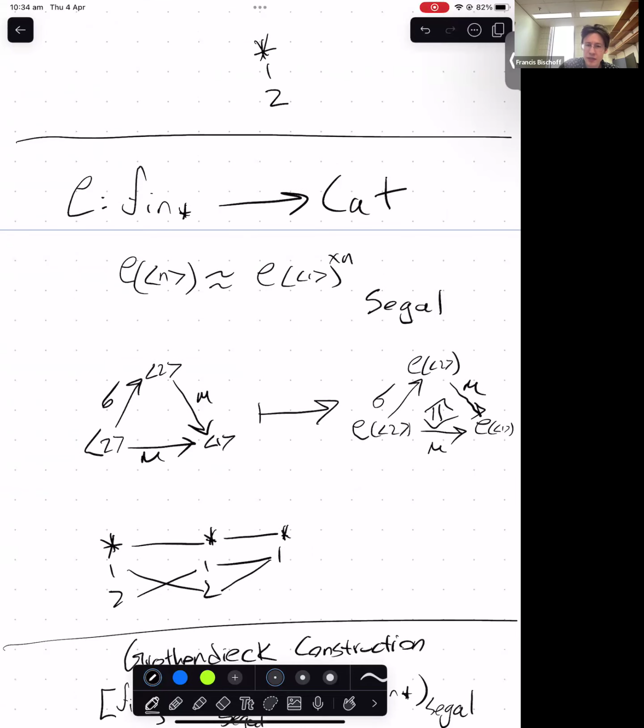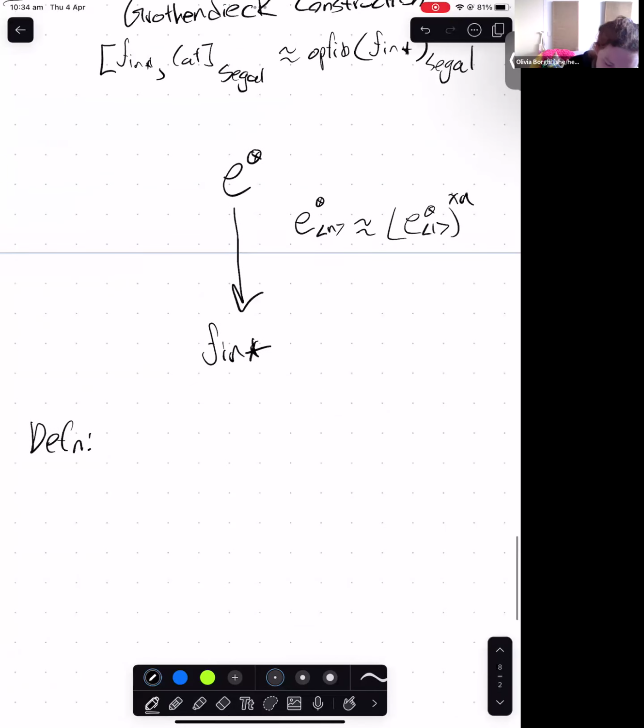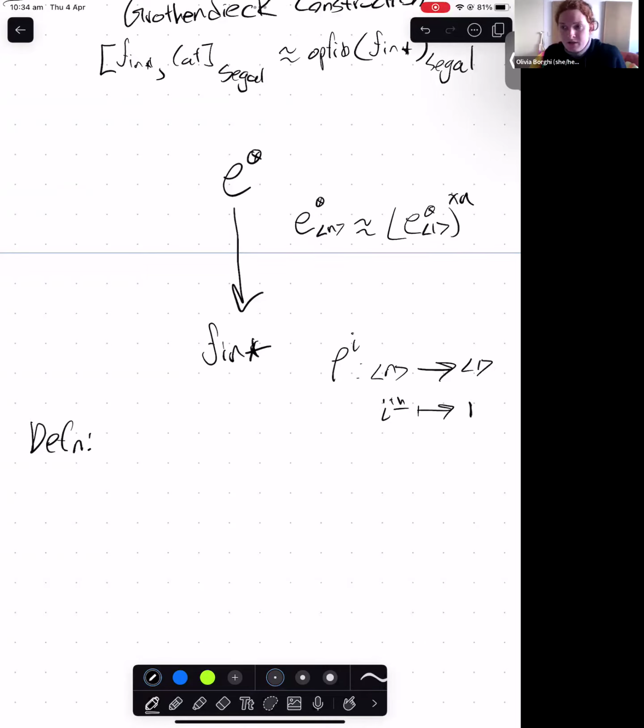I meant the map that induces the Segal condition. Oh, yeah. So these are induced by these rho_i maps. This is from n to 1, and it maps everything except for the ith entry to the fixed point. So it just deletes everything but the ith entry. This one maps to 1 in this case, and the rest map to the star.